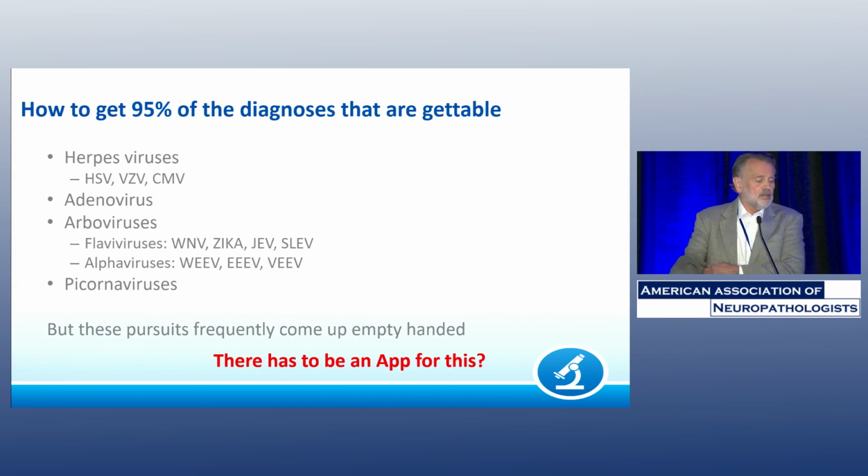So if you're just trying to get a 95% chance and you have lots of time and lots of antibodies, you could just simply start picking off this group that's listed here. This will pretty much gather many of the viruses that you can detect on either biopsy or autopsy, but you're frequently going to come up empty-handed with this. And again, you get back to there's got to be an application for this.